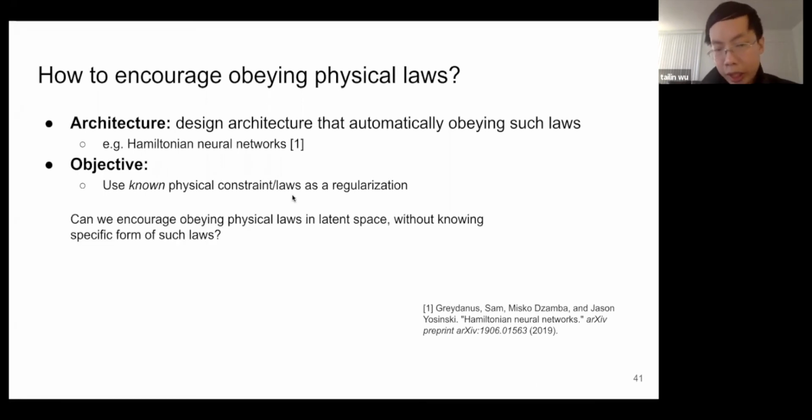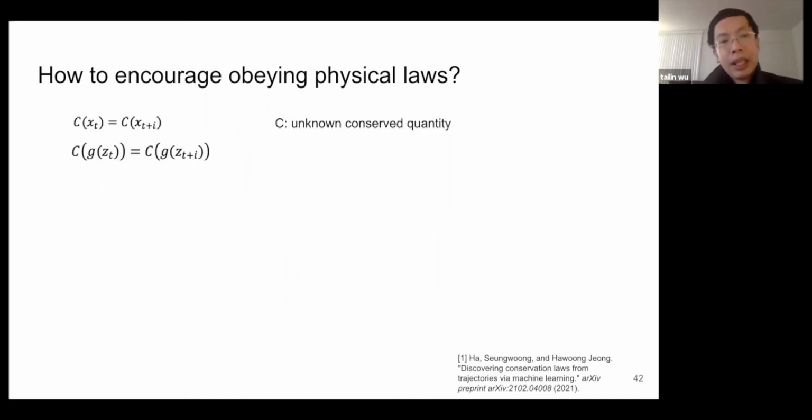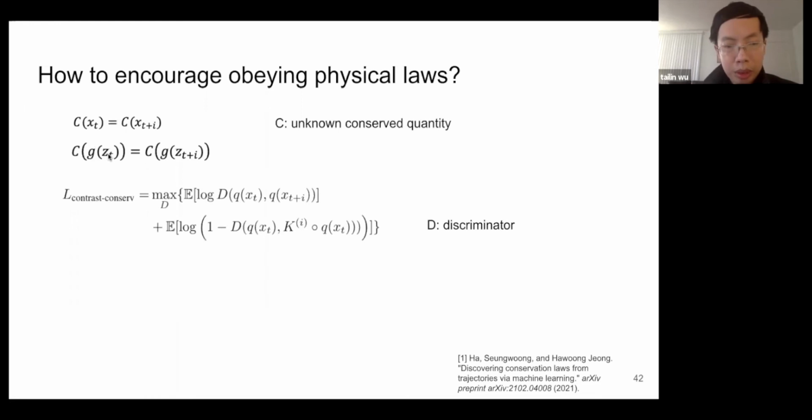But what if we don't know the conservation laws, which one it is? And how do we still encourage that, and also encourage that in the latent space? So suppose that there exists some unknown conserved quantity like C of X that is conserved at different time steps. And then in our framework, this will correspond to some decoder operated on the V, and then it's conserved over different time steps. And the way we do this is through a GAN-like objective.